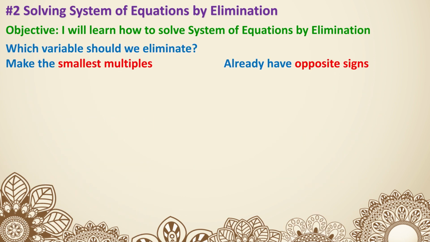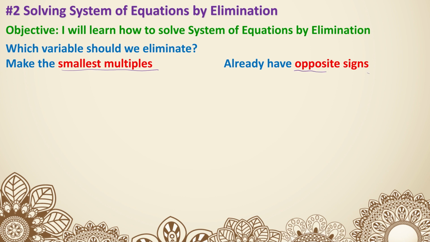Before we get into it, some little hints. Which variable should we typically eliminate? Well, if we have numbers that are easy for us to make the smallest multiples, say you have a 2 and a 3 and you have a 25 and a 70 something, maybe you should choose the 2 and 3 because they're smaller and easier to deal with.